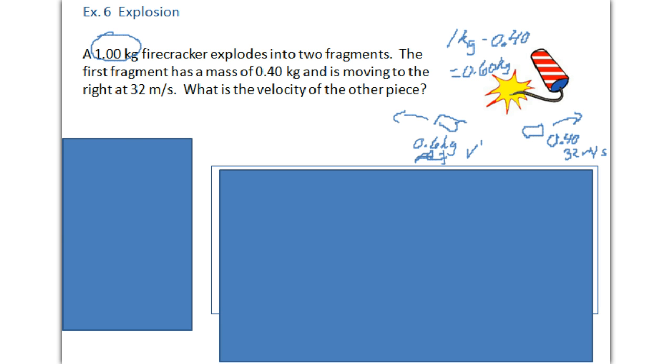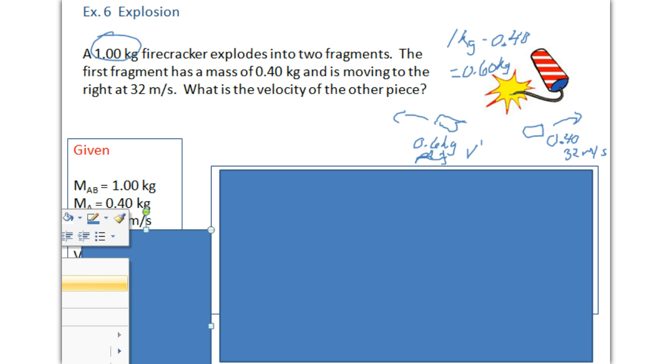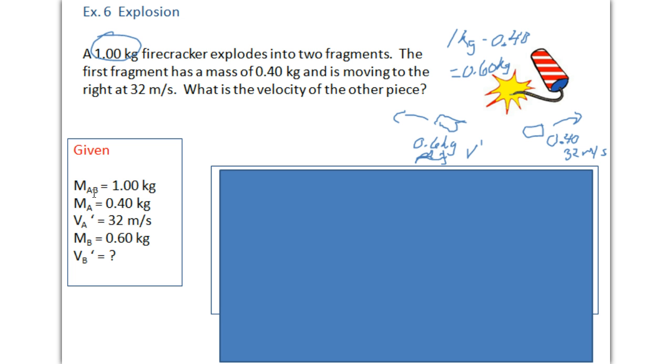And you should always write out what's given first. So we know the mass of the combined piece, or firecracker, is 1 kilogram. Mass of one piece is 0.4. Its velocity is 32. Mass of the second piece is 0.6. And its velocity after the explosion we don't know. Again, which piece you decide to call A and B doesn't really matter. Just stay consistent when you go with it.